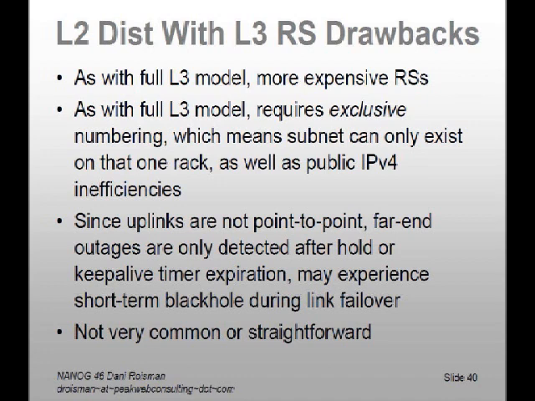Drawbacks. Just like the layer 3 model, you need more expensive rack switches. You also need exclusive numbering, which means a subnet can only exist in that one rack. And of course, if you're running IPv4, you have inefficiencies. Since uplinks aren't actually point-to-point, you're not going to have an immediate failover based on link failure. So if switch 1's uplink 2 goes down, well, switch 3 won't actually know about it until some kind of keepalive or timer expiration on the routing protocol. This model is not very common, not very straightforward, so again, you're going to spend some extra time describing it to people, preparing your staff to support it.